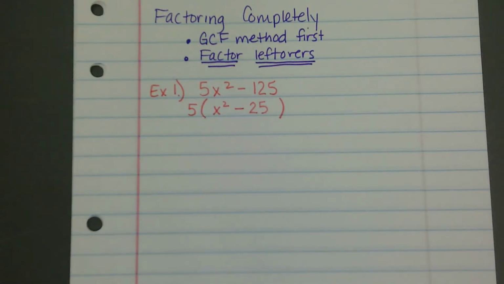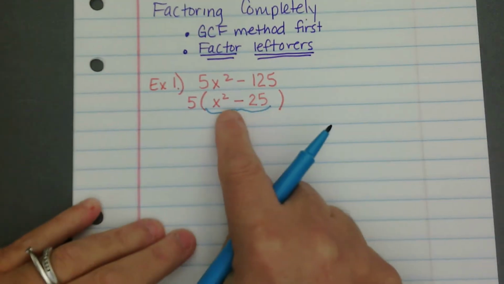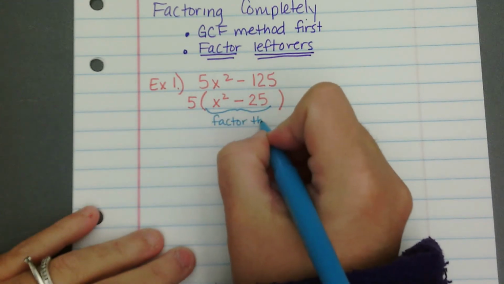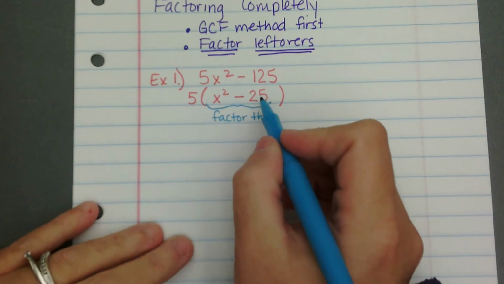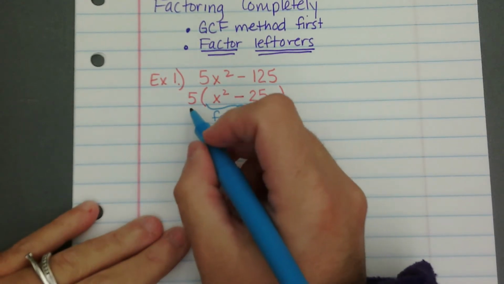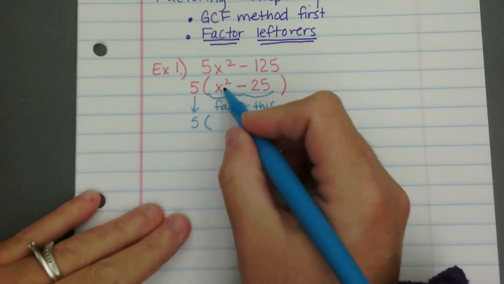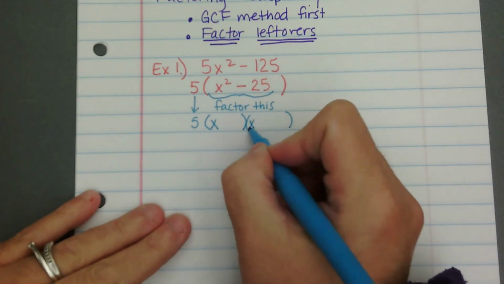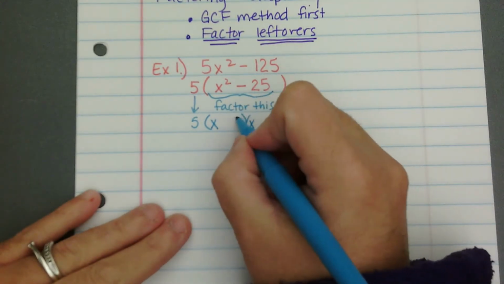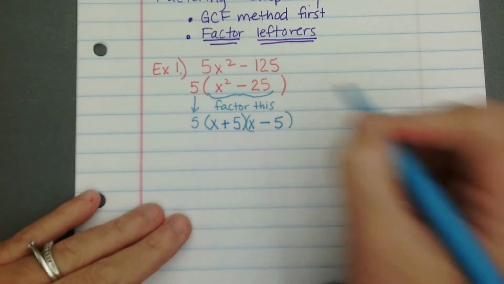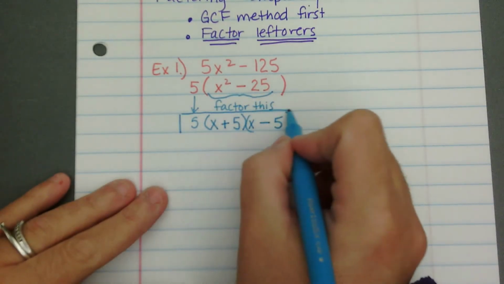But if you notice inside the parentheses, what's hiding there? Oh, this is a difference of two perfect squares. So you have to factor this again using our difference of two perfect squares method. What happens to the outside 5? It comes down. You're going to have two sets of parentheses. Remember that we divide x squared into x and x, and we take the square root of 25, which is 5. And for a negative to happen, we need opposite signs, a positive and a negative. And this is your final answer. This is factored completely.